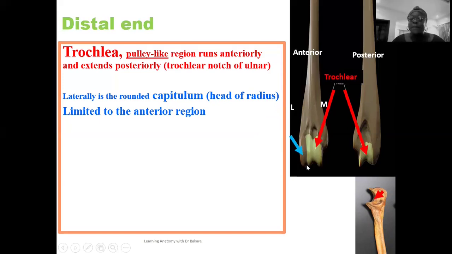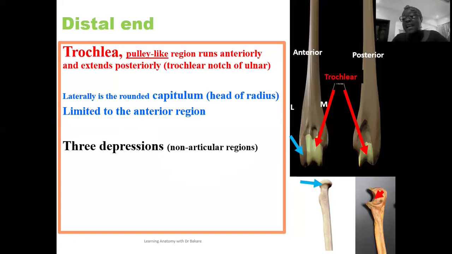And what this capitulum fits into is the head of the radius. This is the radius, and this is what receives the capitulum here on the lateral side. So you see that on the lateral side, there is a creation of the humeroradial joint, while on the medial side, there's a creation of the humeroulnar joint. These two joints form part of the elbow joint. And this is what is projected here in this image.